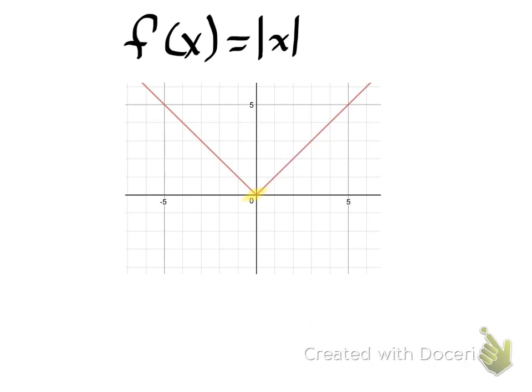Our key point that we are going to be starting with on each of these is that vertex, which is at (0, 0) here. And the other key feature that we are going to focus in on a lot is the fact that we will go up 1 over 1 to get to the next point, going to the right, and then up 1, left 1 to get to the left.